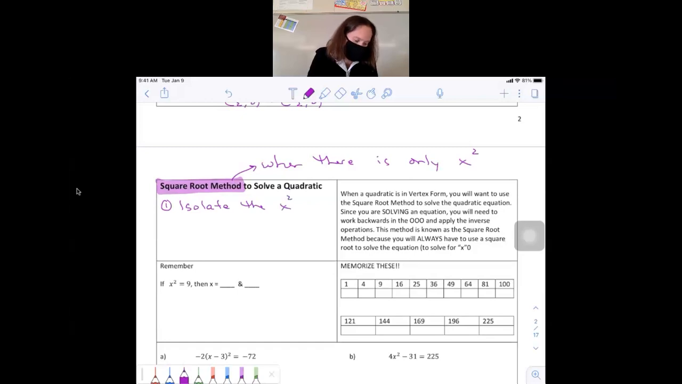So what we're going to do, first step, isolate the x squared part. That means if there's anything plus with the x squared, get rid of it. If there's anything times x squared, get rid of it. Basically, you're solving for x squared. And then to cancel out the squared, take the square root of both sides. Squared and square root cancel each other out.